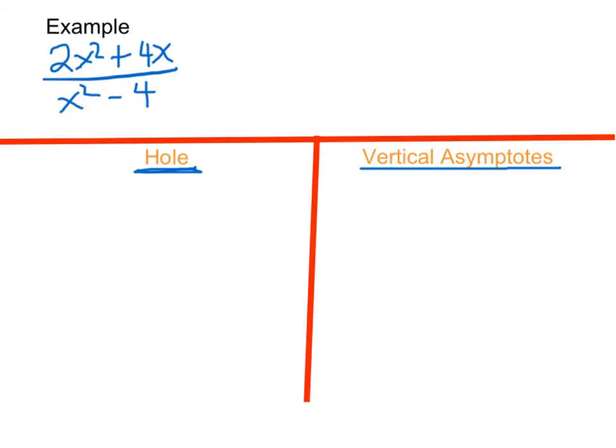We will first simplify both the numerator and the denominator. First we will look at the greatest common factor between 2 and 4, which is just 2, and between x squared and x, which is just x. Now, after pulling out 2x, we will be left with x plus 2.